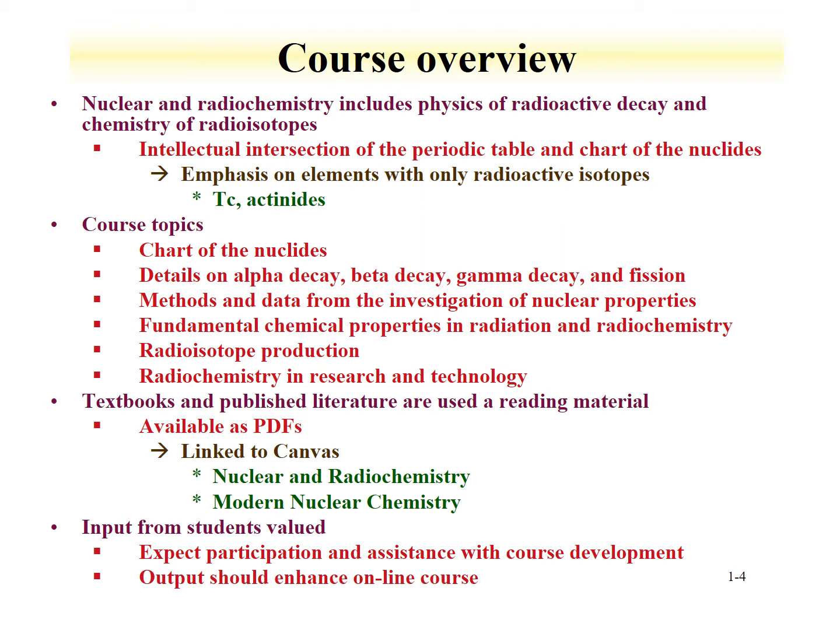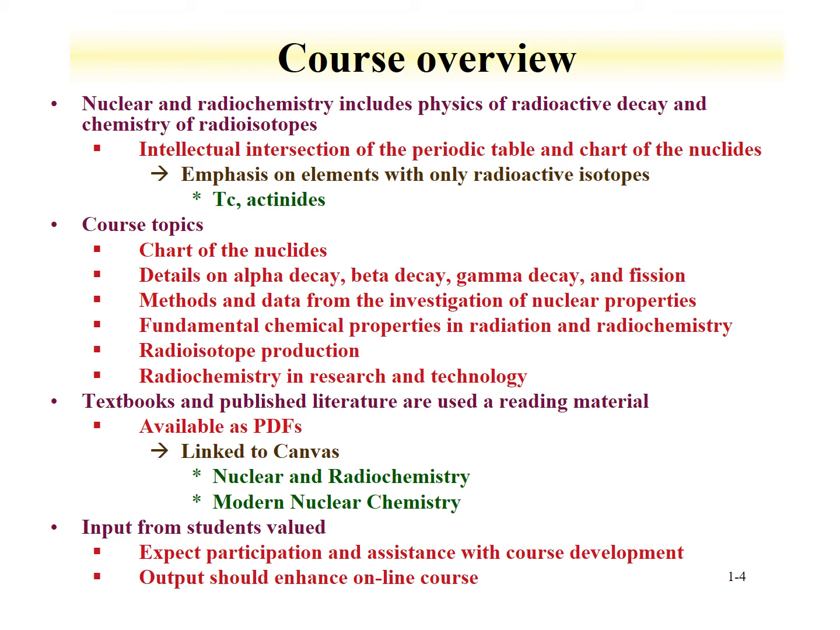The course includes the physics of radioactive decay and the chemistry of isotopes. Fundamentally, radiochemistry is at the intersection of the periodic table and the chart of the nuclides. The periodic table has structure, as chemists understand, that is based upon the electrons, whereas the chart of the nuclides has structures and describes properties that are based upon how the nucleons, the neutrons and protons, are engaged in the nucleus. So periodic table, electrons; chart of the nuclides, neutrons and protons within the nucleus.